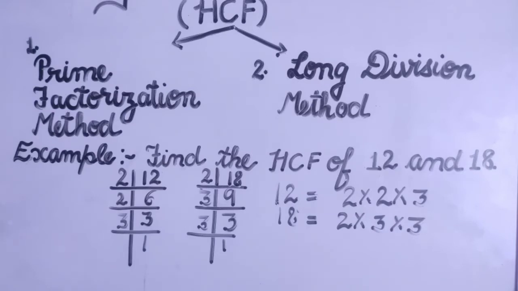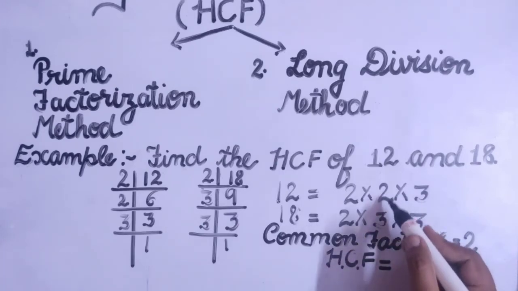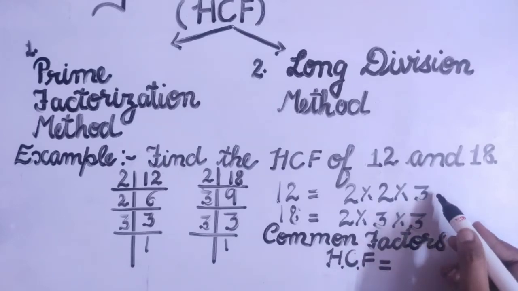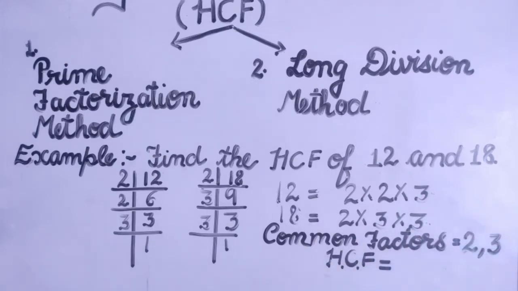Now second step is that we have to find out the common factors. Common factors of 12 and 18 are, see here, 2 and 2. So 2 is the first common factor. Now check 2 and 3. No, they both are not same. Now check the third one, 3 and 3. 3 is the factor which is same in both the numbers. So we will write down 3. Students, second step we have solved, that we have to write down the common factors.